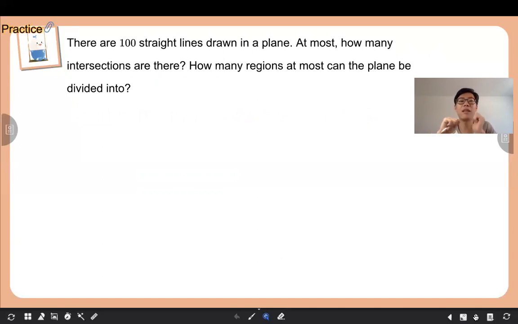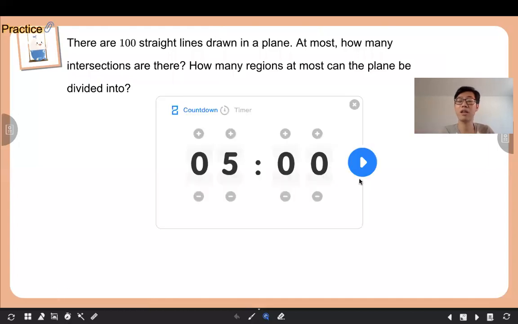So how many intersections can we have at most? And how many regions can we have at most? We are solving 2 questions at the same time, but don't worry. Remember, we already have those 2 formulas. Now we just need to write the expression and calculate the sum. And for this one, I'm going to give you 5 minutes. 5 minutes, start.